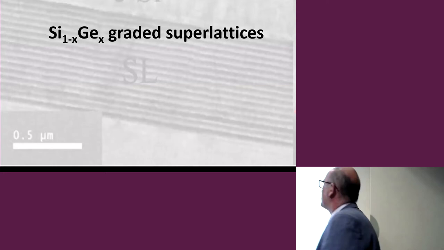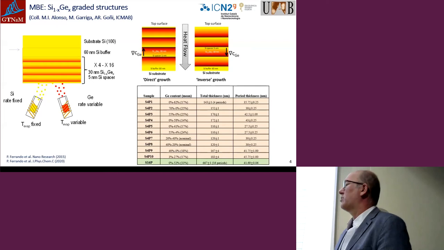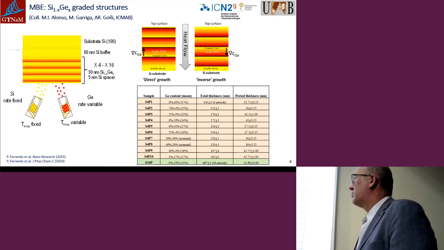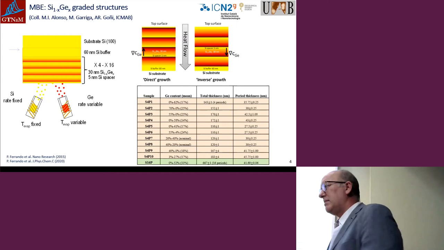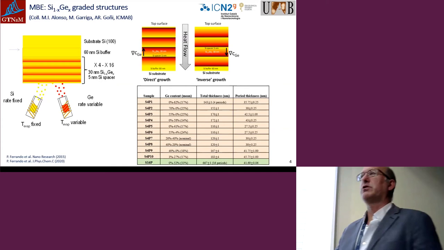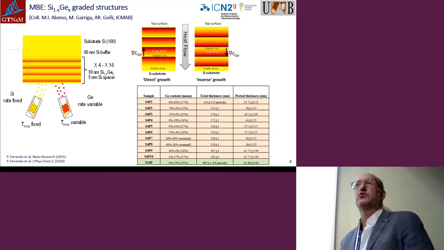So this is work that is done in collaboration with different groups at the UAB campus. In particular, the growth of these materials is done by the ICMAB group, Isabel Alonso, Michael Garriga, and Alejandro Goñi. The idea of this work was to try to understand if we could get very low values of the thermal conductivity by using concentration gradients of germanium and by using superlattices that had not very small periods, like other people have done in the literature, but quite long periods, which in our case go from 10 to 40 nanometers approximately.